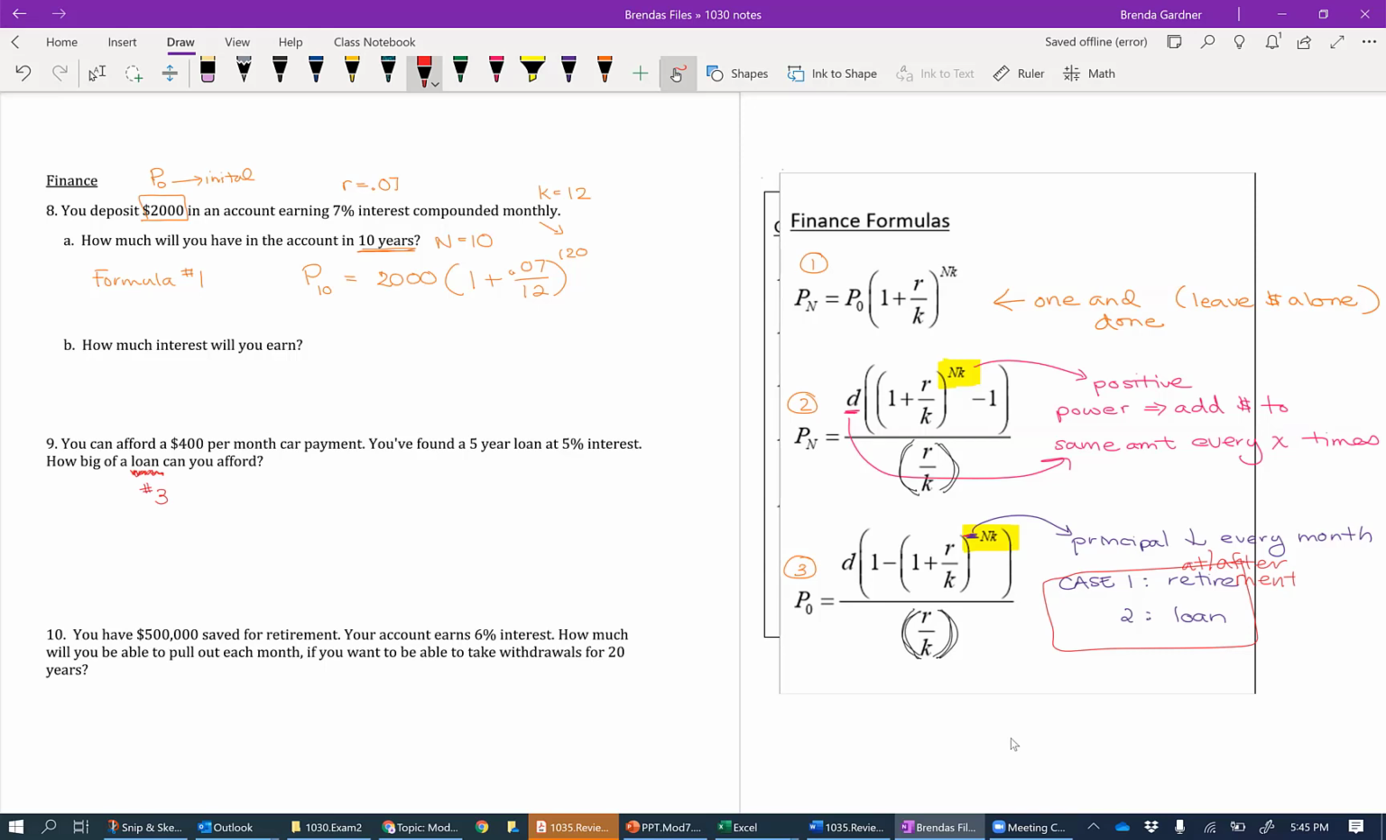You'll see it. So loan, negative amount, right? Or a negative power. And then, of course, in this case, what would you use for the 400? Where does that go? What variable? That's going to be your D, right? The 5 is your N. The 5% you're going to put in as 0.05 for your R.